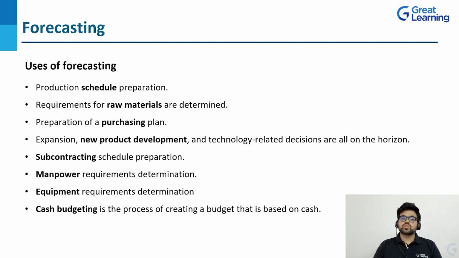Then comes the preparation of the purchase plan. What is the quantity of those third party vendor raw materials that you're buying, and what is the economic order quantity of these items so that your total cost is at the minimum level. Then comes the expansion of new product development, and technology related decisions need to be taken.